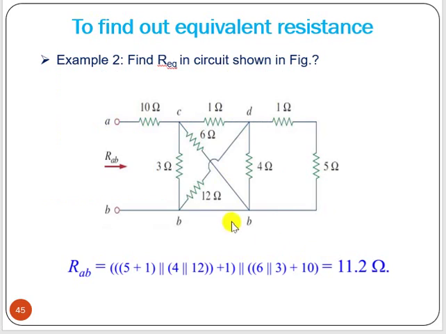Another example: these two in series, then the 4 ohm will be in parallel with that because current is divided. Now this will be in series with these 5 and 1 in series, in parallel with the 4 and 12 ohm resistors. Then it is in series with 1 ohm, then parallel with 6 and 3, then in series with 10. So that you can see here.